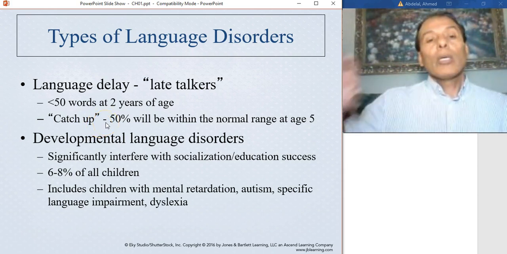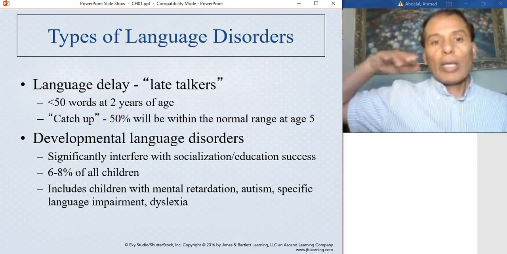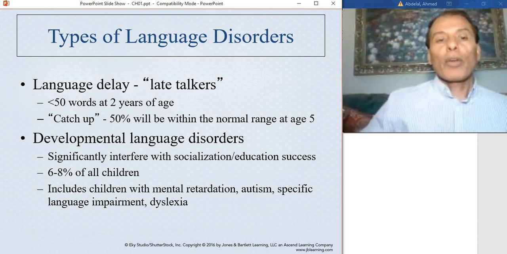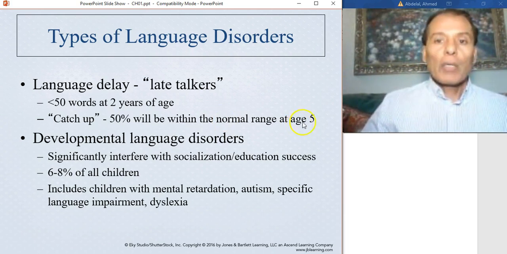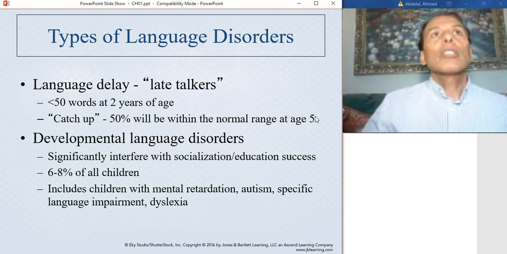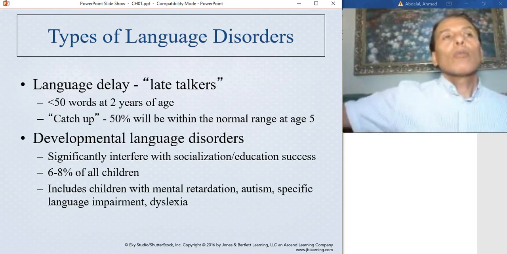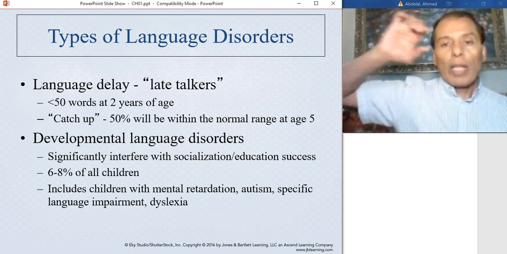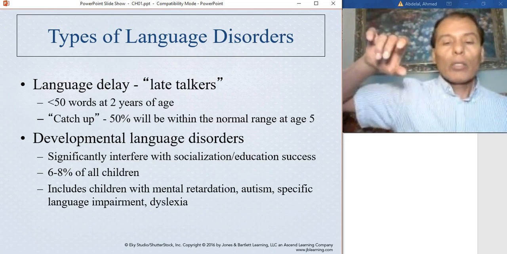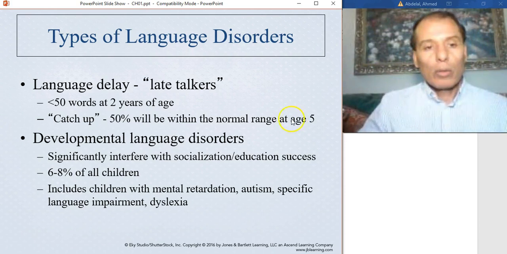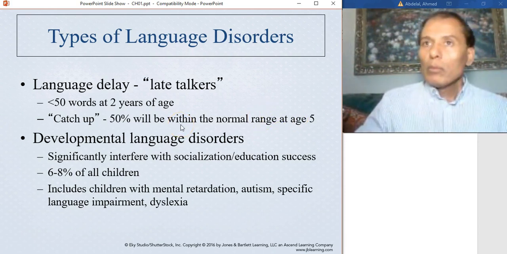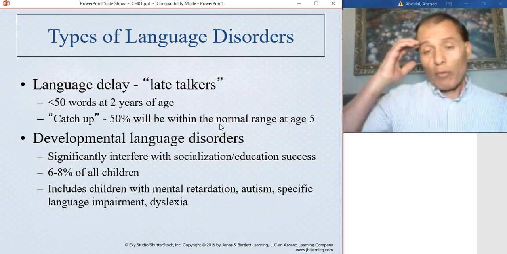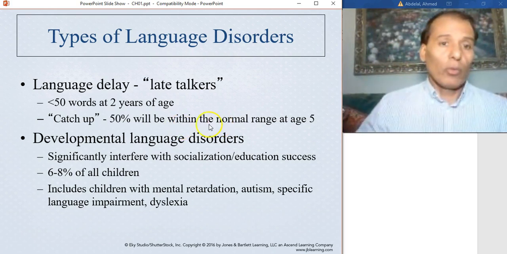Generally, 50% of the children catch up. They do better and catch up with other kids by age 5 years. And by age 10 or 11 years, basically between age 11 and 12, language becomes similar to that of the adult. So by the end of, you could say, fifth grade, the language of a fifth grader is similar to that of an adult.